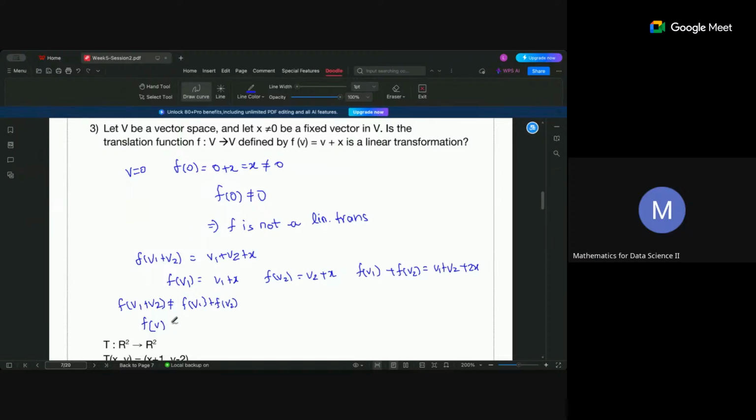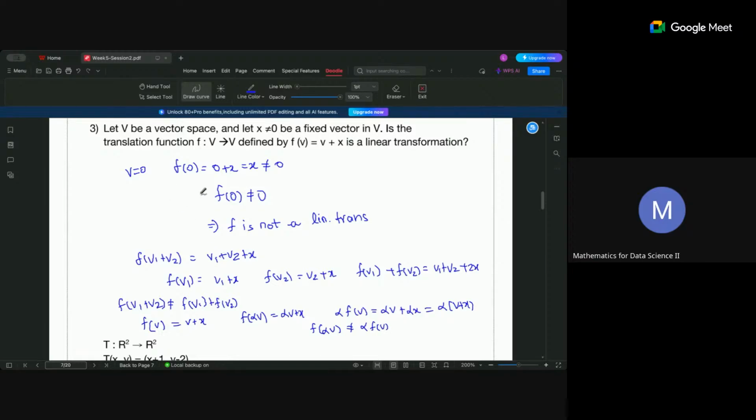Same you can do with scalar multiplication also. f of v, you know that it is v plus x. Now what is f of alpha v? Alpha v plus x. Now what is alpha times f of v? It is alpha v plus alpha x, which is alpha times v plus x. So you can see that f of alpha v is not equal to alpha f of v.